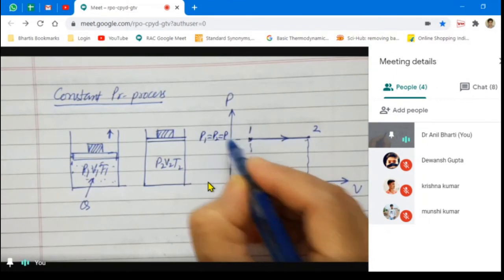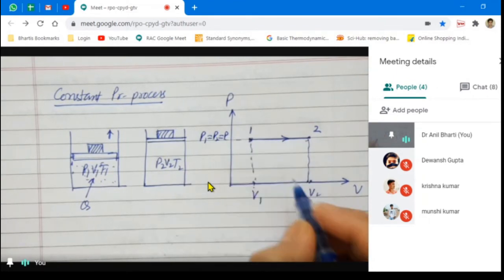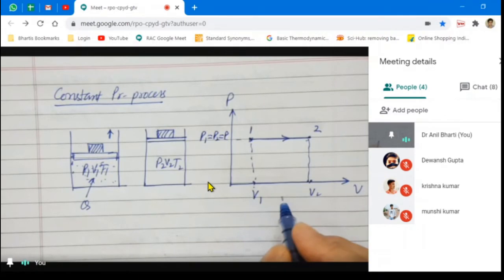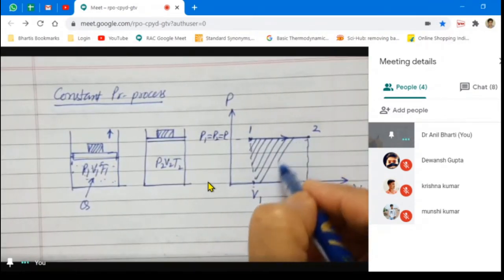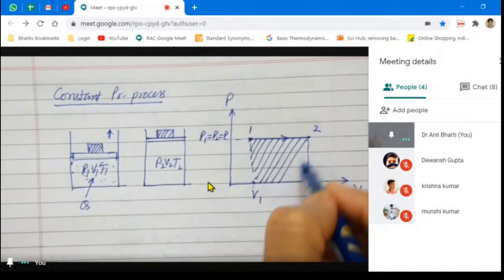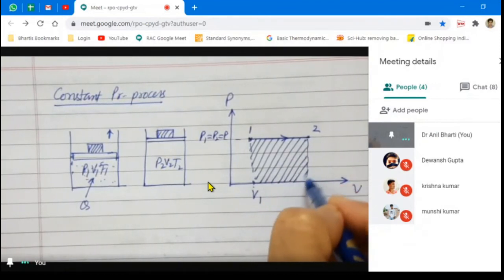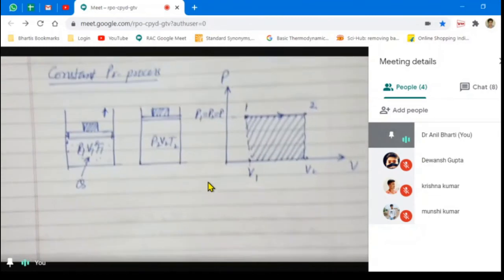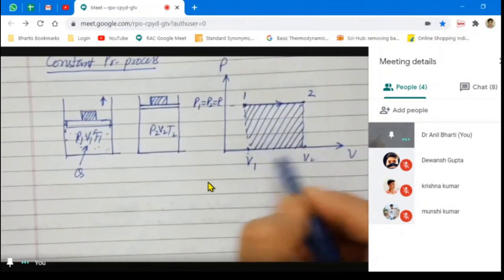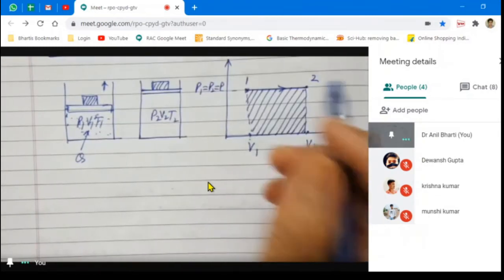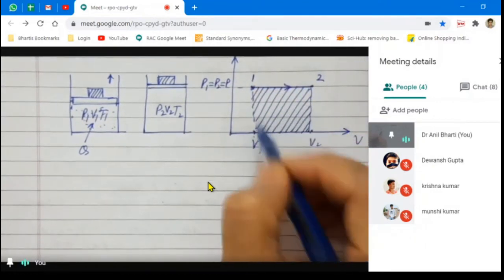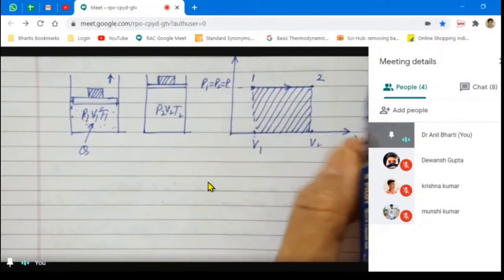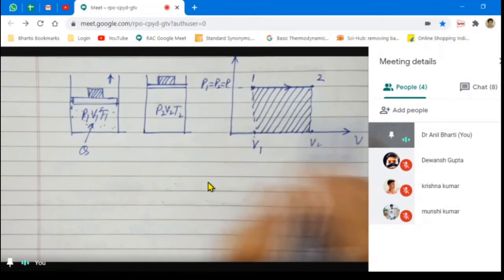So you can easily find out the area under this graph, this line, which is the shaded region, as I am showing here. Now if we can find out this area, we can get the work done. So we will find the work done for a constant pressure process.